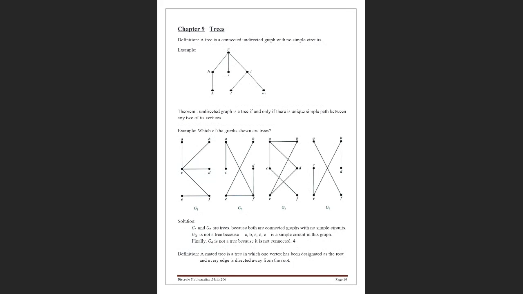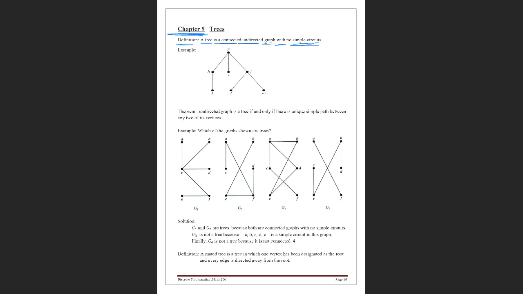So now look, the last point of this chapter is trees. Chapter 9, trees. Okay. Trees. Now look here. So there is some definition here. Definition: a tree is a connected undirected graph with no simple circuits. Okay, no simple circuits.